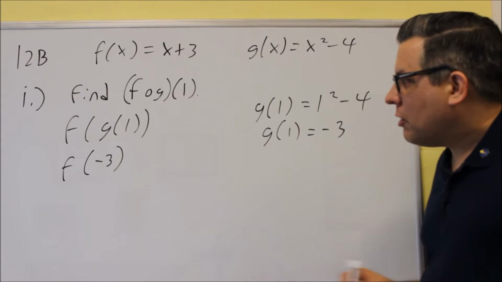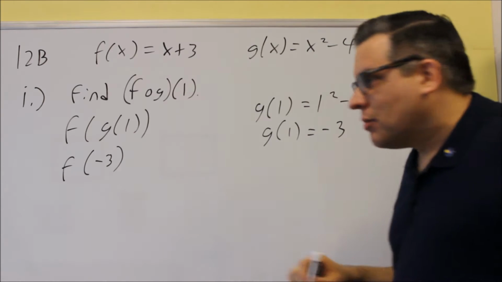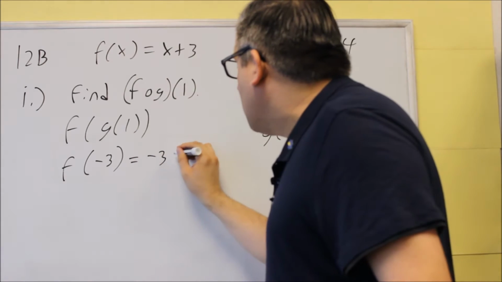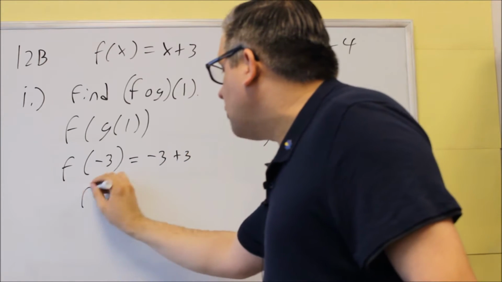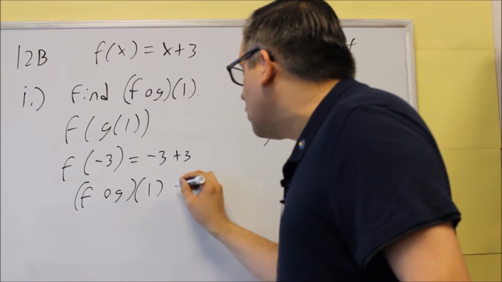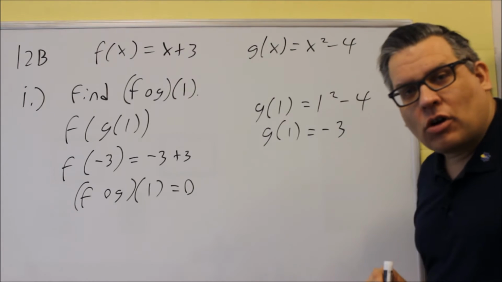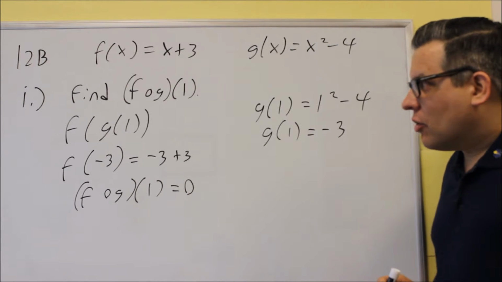So f of negative 3 means we put negative 3 in for x in the f function. So that's going to be negative 3 plus 3, which means that my final answer is going to be 0. So I would put f of g of 1 equals 0, and that would be the answer for I. So you get 0 there.